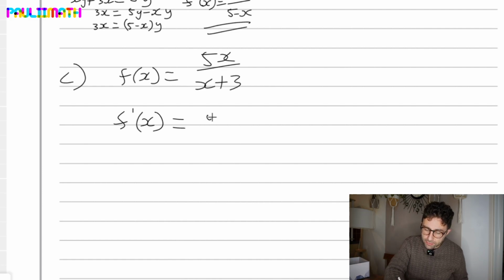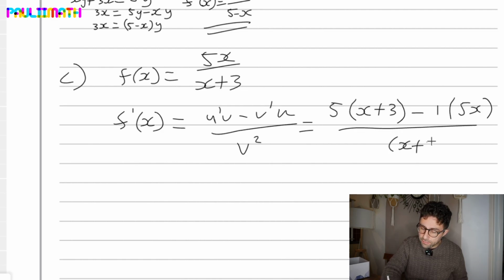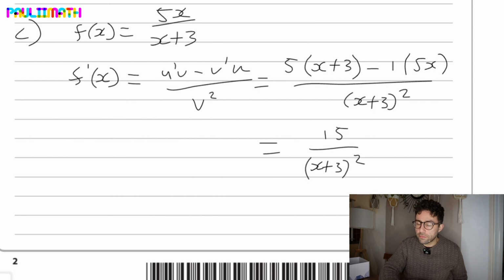That's quotient rule. I'll just write it down quickly. u dash v minus v dash u over v squared. Differentiate the top will be 5 times x plus 3 minus the bottom differentiated, that's 1, v dash u is 5x, over v squared, that's x plus 3 squared. See if I can do a quick simplification in my head. 5x, minus 5x. You're just going to get 15 on the top. Check that if you want to. Pretty sure I'm all right with what I've done there.